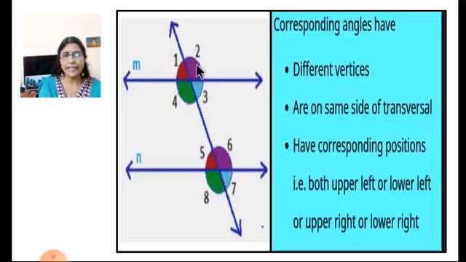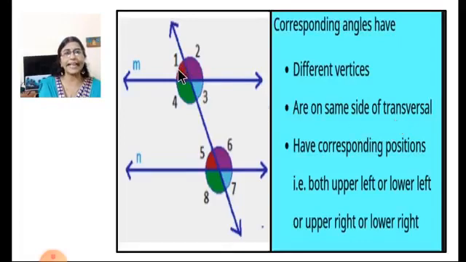So the 4 angles which are formed here have this common vertex, and these angles have this point as the common vertex. So we are going to compare these angles with these angles because they have different vertices. That is the first point you have to see for corresponding angles. Now second point, they are on the same side of the transversal. So they should be on the same side.